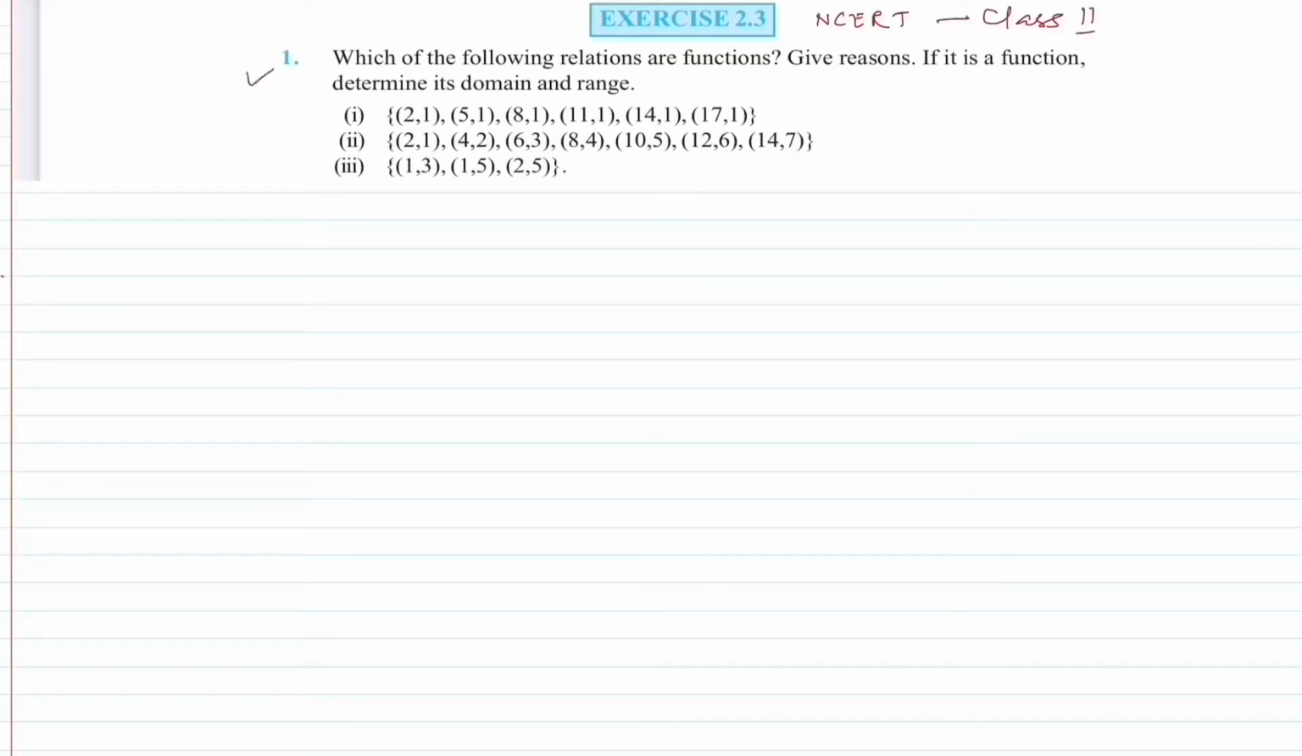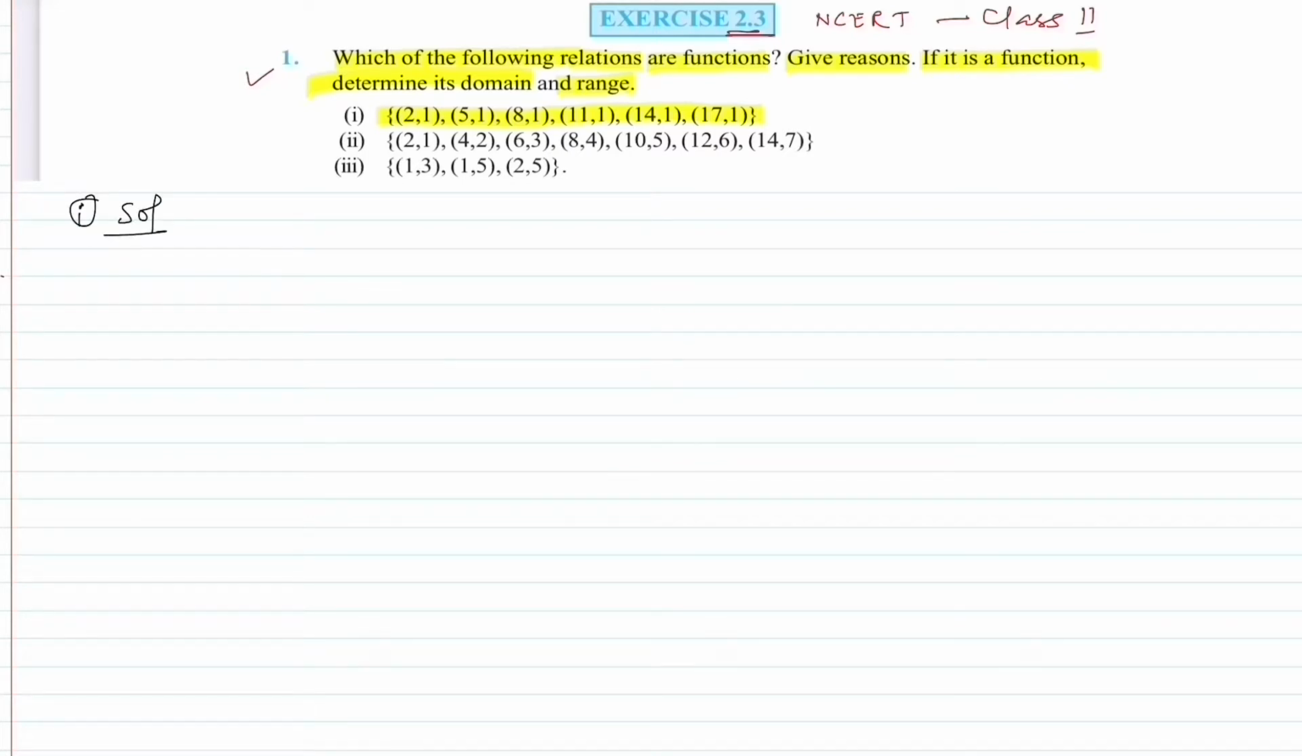Now you see this is the first question of NCERT textbook of mathematics of class 11 of exercise 2.3. Which of the following relations are functions? Give reason. If it is a function, determine its domain and range. Here you see the first relation is this one. So let us write the given relation.